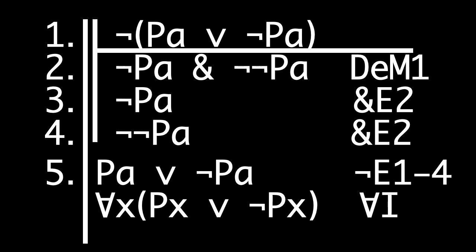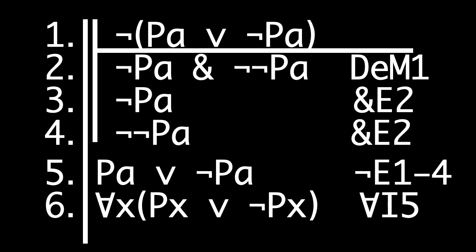So that means we can close the subproof, and back out in the main proof, we can now say PA or not PA, by negation elimination, and we're applying it to that whole subproof, 1 through 4. Now we just have to take the last step in our plan. Having shown PA or not PA, we use universal introduction. So that's universal introduction applied to line 5 to get for all x, Px or not Px.